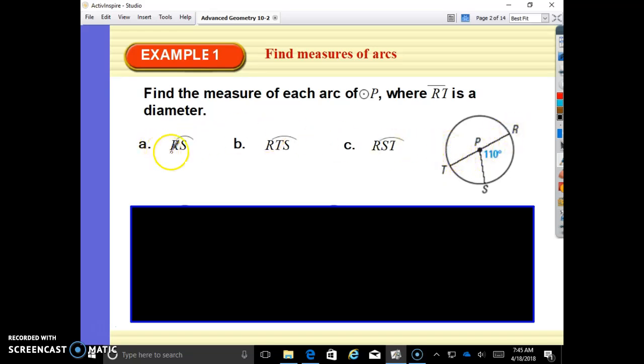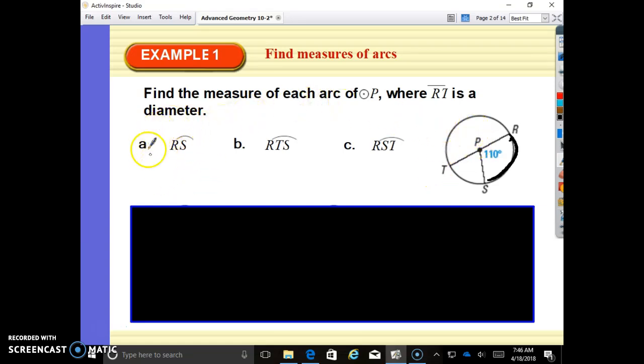Okay. So arc RS. RS is right here. This arc is a minor arc. A minor arc is less than 180 degrees. It's kind of like an acute angle, right? Actually, technically, I scratched that. It's really not an acute angle because 110 is not an acute angle, but it's the smaller of the two. So the major arc is greater than 180 degrees, and a minor arc is less than 180 degrees. Okay, so minor, smaller, major, larger.